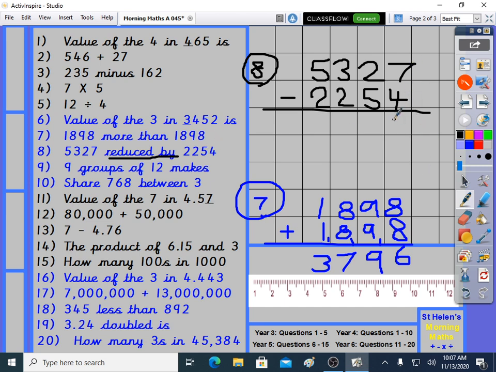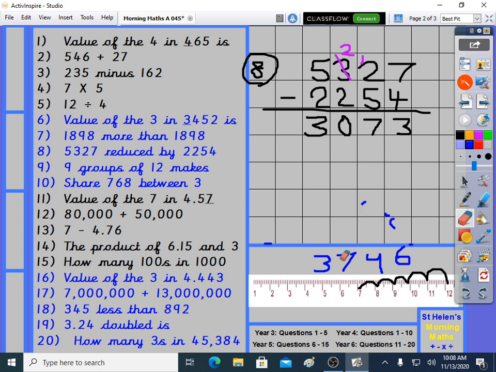7 take away 4 is 3. 2 take away 5, can't do, 2 needs some help. 12 take away 5 we can do, that's 7. 12 take away 1, 2, 3, 4, 5 is 7. 2 take away 2 is 0. 5 take away 2 is 3. It's not worth 3, is it? It's worth 3,000, because the answer is 3,073. Minus made the original number get smaller, because minus usually makes things get smaller.